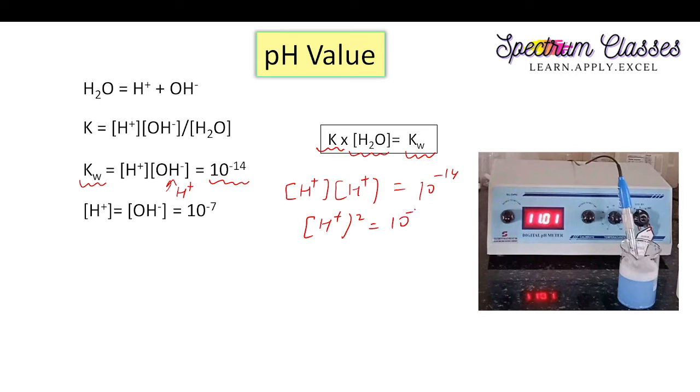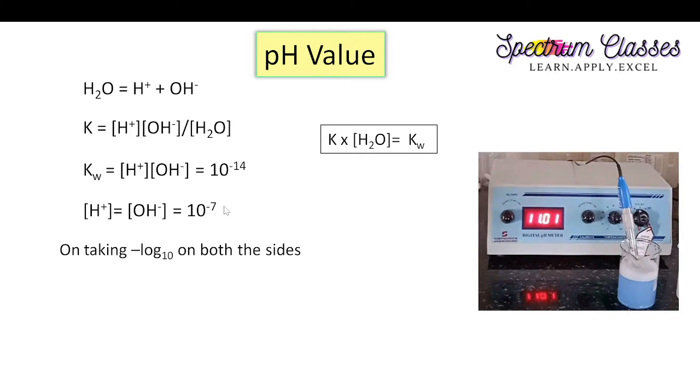This gives 10 raised to the power minus 14, and this H plus will be equal to 10 raised to the power minus 7. So here I have written it directly, right? If we take the minus log base 10 on both sides, then we get minus log base 10 of this H plus, minus log base 10 of this OH minus, and minus log base 10 of this 10 raised to the power minus 7.